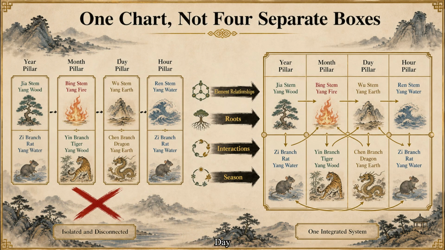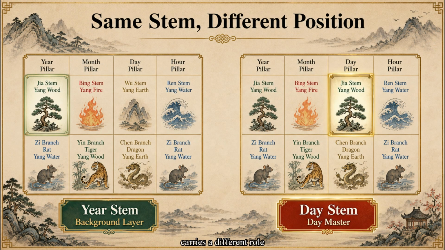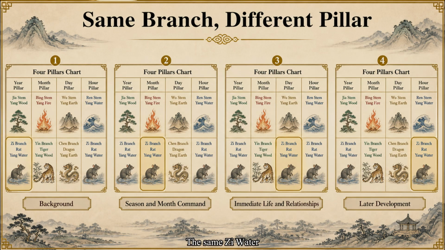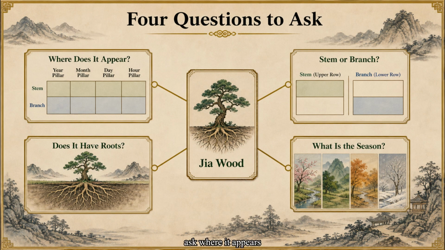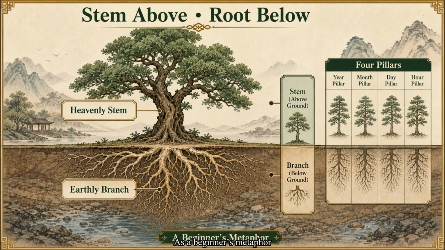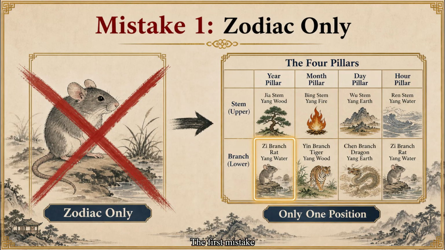The year, month, day, and hour pillars are not 4 unrelated boxes. The same Jia wood carries a different role when it appears as the year stem rather than the day stem. The same Zi water enters a different interpretive layer when it appears in the year, month, day, or hour branch. When studying a symbol, ask where it appears, whether it is a stem or branch, whether it has roots, and which season surrounds it. As a beginner's metaphor, think of stems as the visible trunk and branches as the soil and roots below. The first mistake is treating the zodiac animal as the complete BaZi chart.